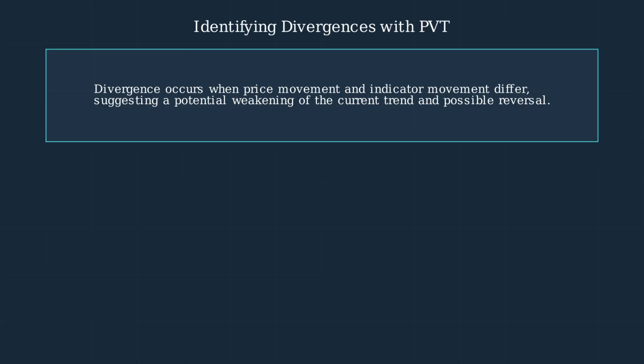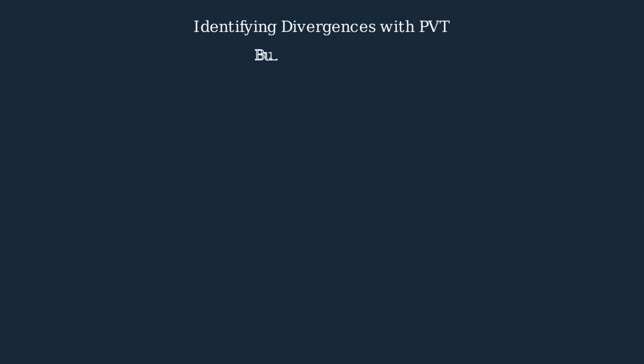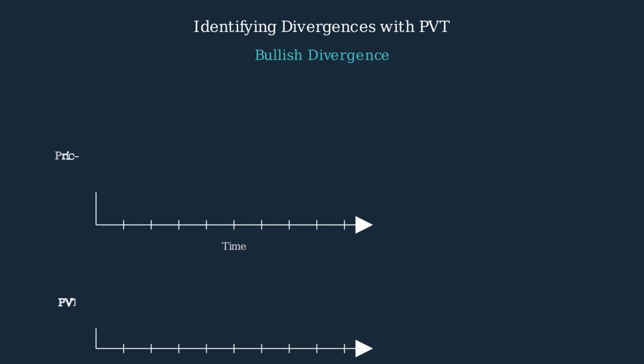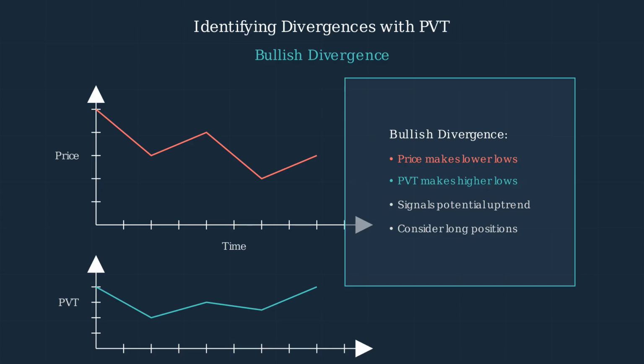Divergence is a powerful concept in technical analysis that can help identify potential trend reversals before they happen. Bullish divergence occurs when price makes lower lows, but the PVT indicator makes higher lows. This suggests the downtrend is losing momentum. Here we see the price declining, forming lower lows, while the PVT is showing higher lows. This divergence often signals a potential reversal to the upside. Notice how the price makes a lower low here, while the PVT makes a higher low. This is the key divergence that traders look for.